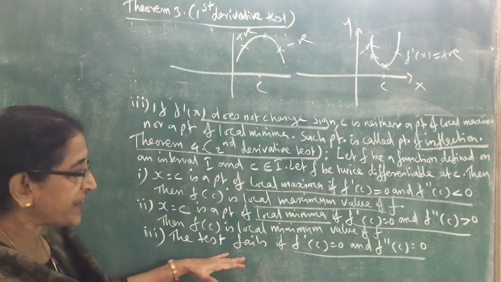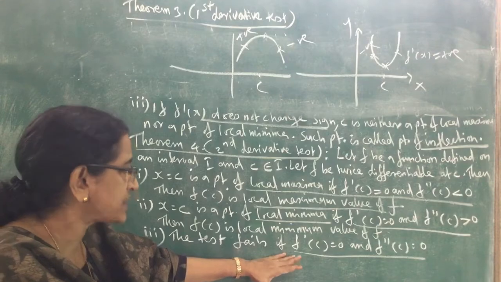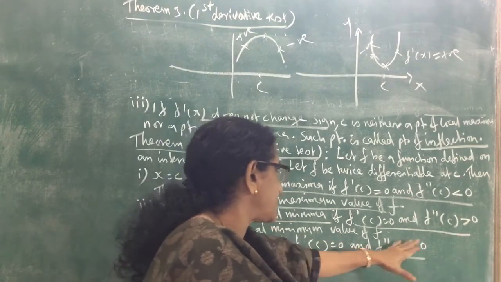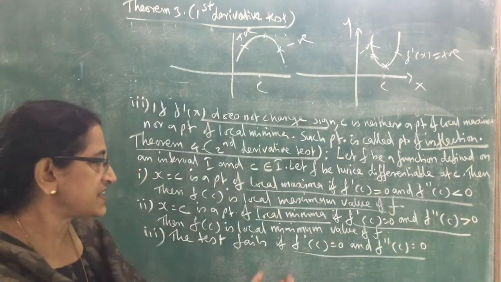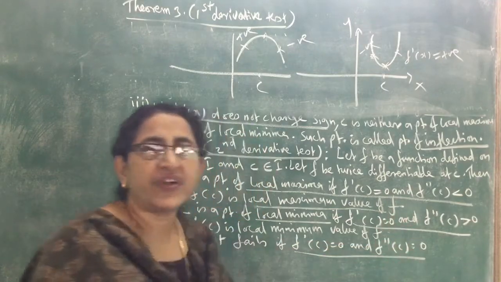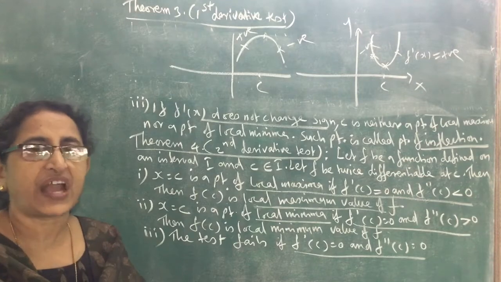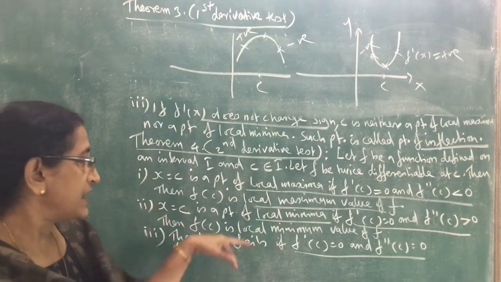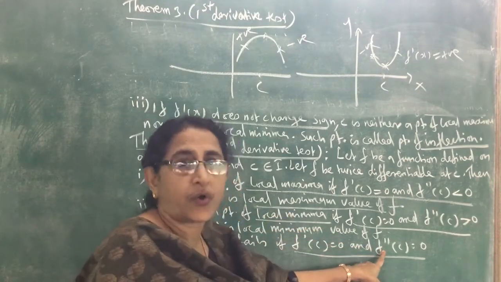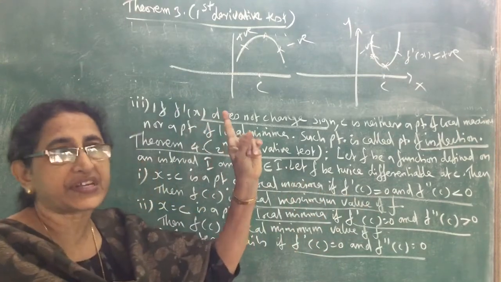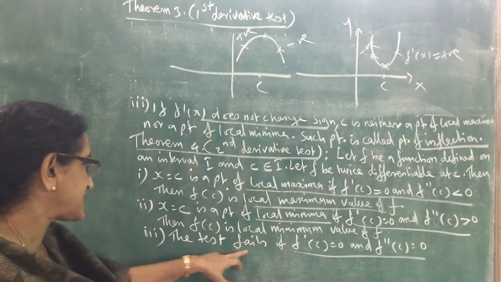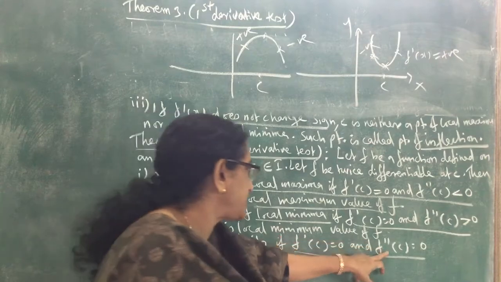And the test fails if f dash C equal to 0 and f double dash C equal to 0. So if the second derivative is 0, we can't use this second derivative test. In that case, we have to use the first derivative test. This test can't be used because the test fails when the second derivative is 0.